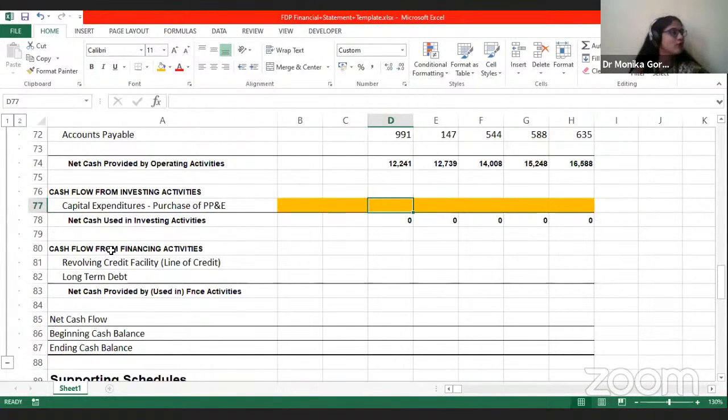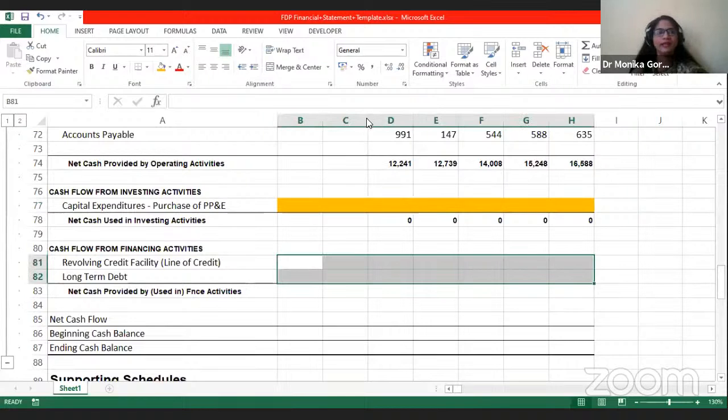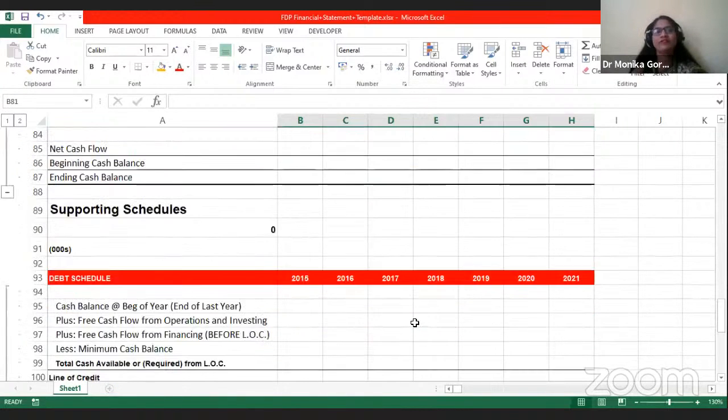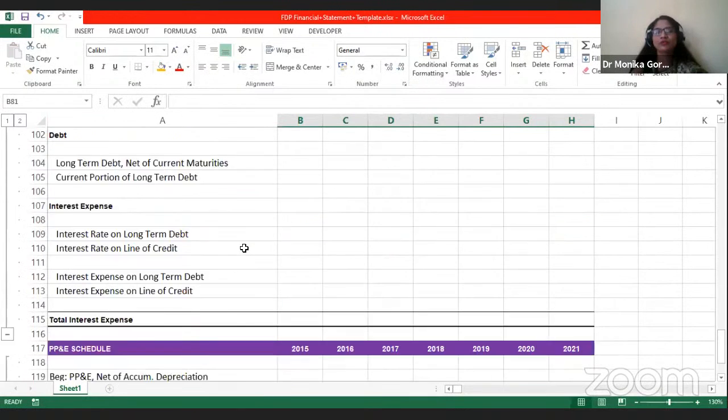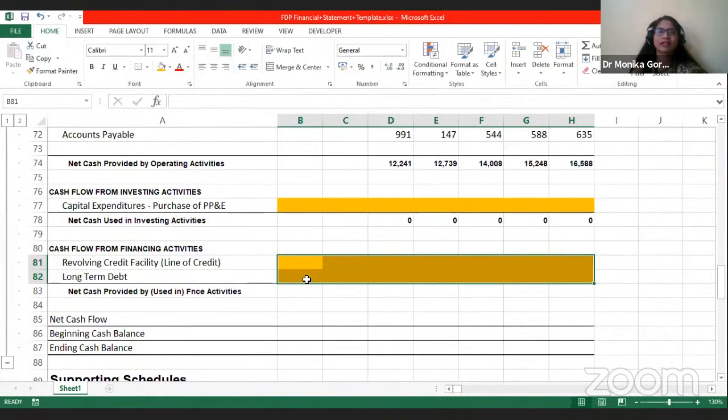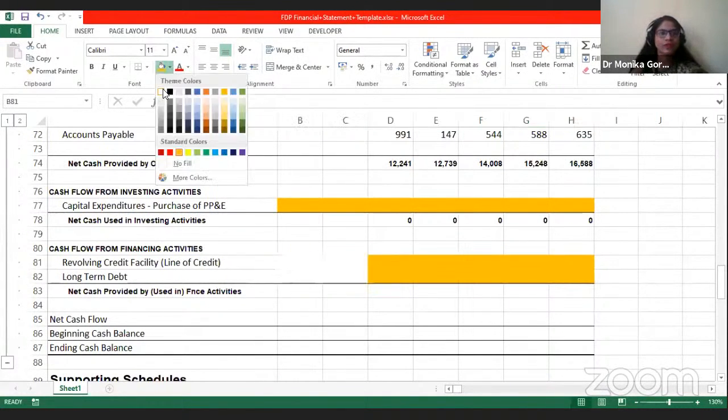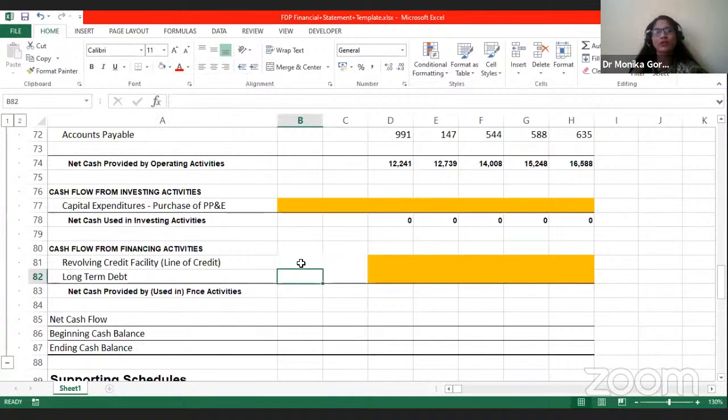Okay, then cash flow from your financing activities. In this particular case, again we are going to highlight this particular cell. Why we are highlighting? We have these supporting schedules which we have to do. Once we do this particular schedule, we will be able to get this particular amount. In case of line of credit and long-term debts, what we can do is we can take this amount from balance sheet. As of now, we do have this particular amount.